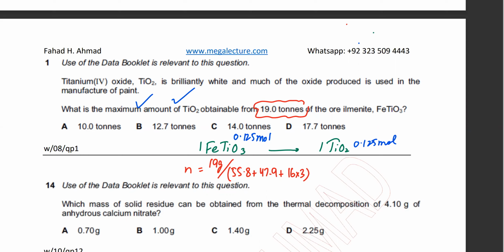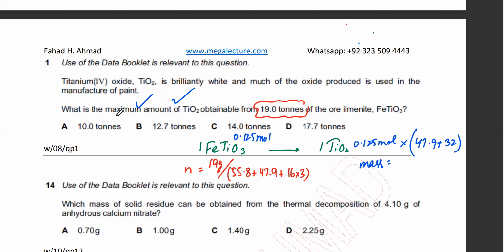Okay, so you have to find mass. Moles is mass divided by MR, so mass would be moles multiplied by MR, which in this case would be 47.9 with 2 oxygens, that's 32. So you'll find the mass. What's the mass that we are getting for this? 9.9875, which is approximately 10.